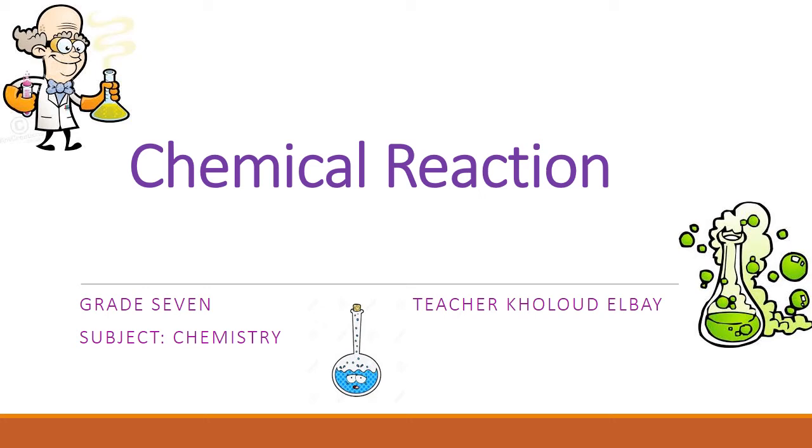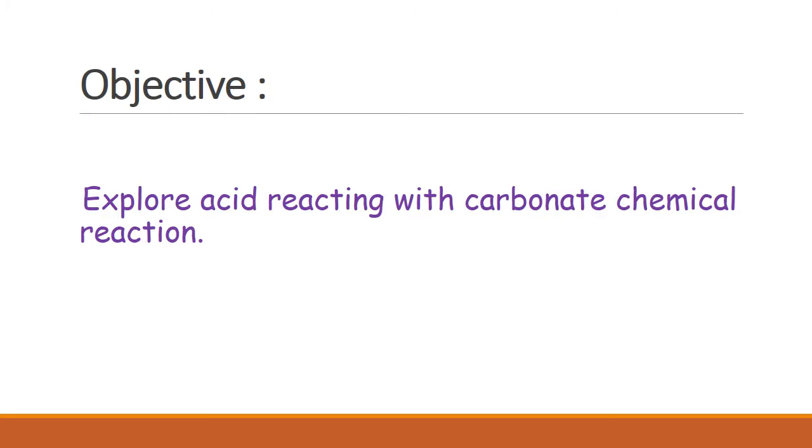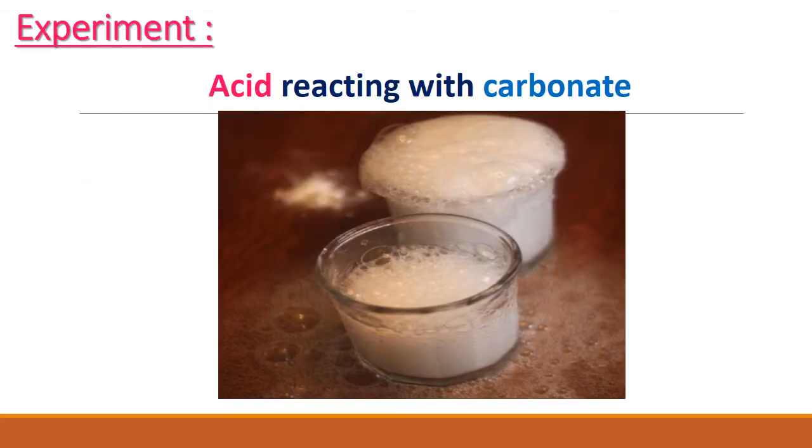Hello grade 7 students, so today we'll continue with chemical reaction. So the objective for today is to explore acid reacting with carbonate chemical reaction. So the experiment for today is acid reacting with carbonate. As I gave you an example, a chemical reaction is vinegar and baking soda.